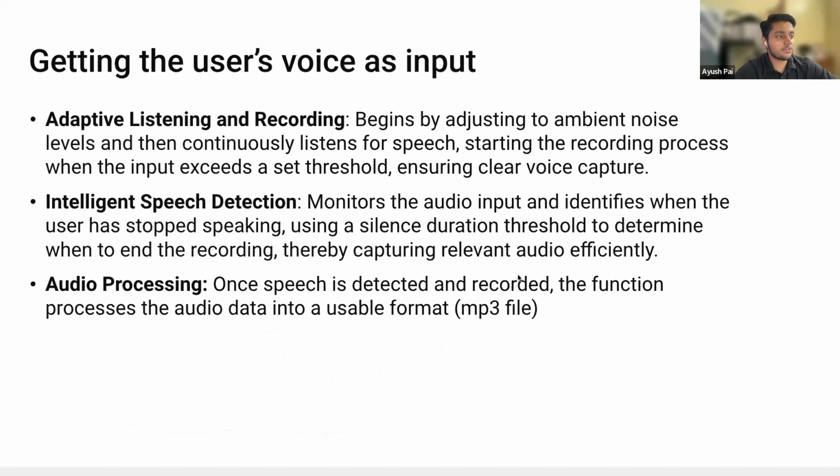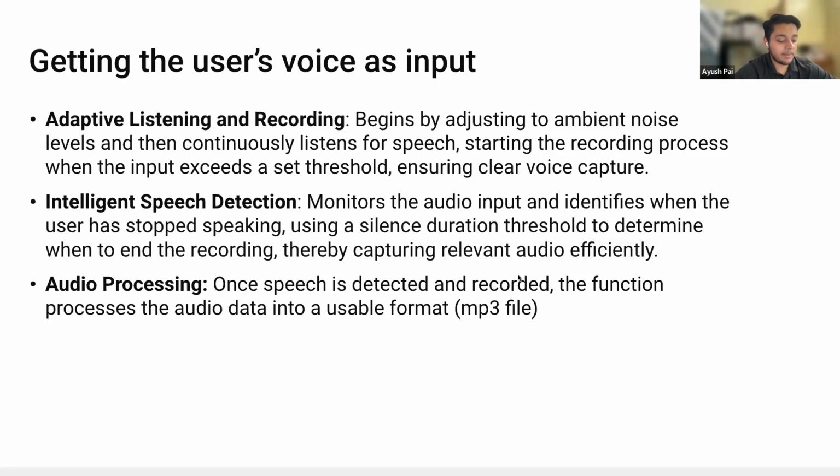So getting the user's voice as input is the next step. And we're doing this by doing adaptive listening and recording. Essentially it starts recording as soon as it starts to hear a specific loud noise or ambient noise levels raising, and it uses a threshold to ensure that it starts recording exactly when it needs to. It's intelligent speech detection where it monitors the audio input, and it identifies when the user stops speaking. So then when there's a silence, it uses the threshold to end the recording, and then it saves that to an MP3 file.